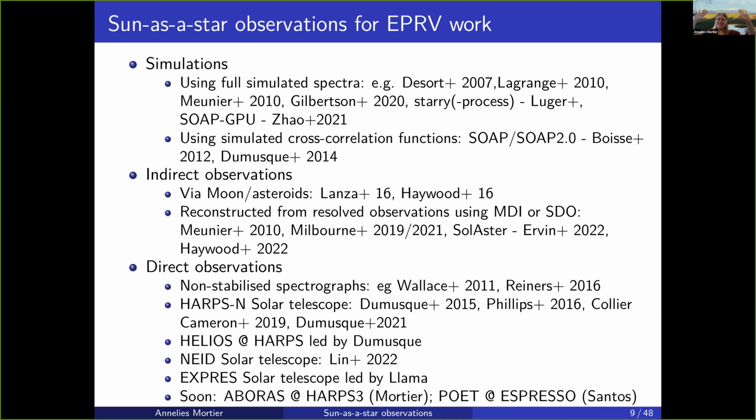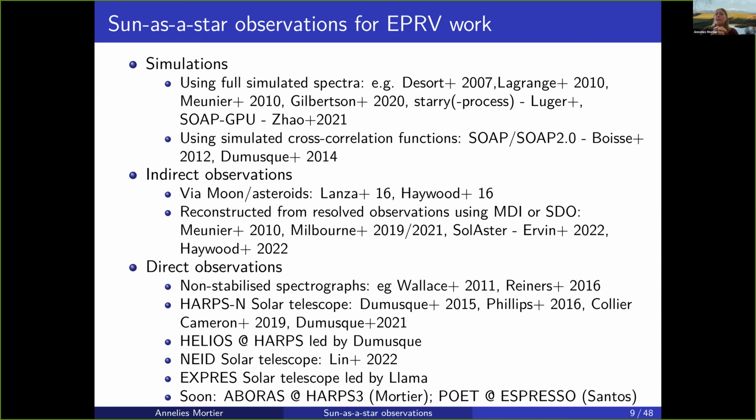Now, this is a big slide. I normally avoid slides with a lot of text, but given that this is being saved, I figured it could be a good reference point. So, Sun as a star observations for EPRV: there are different ways that you can approach this. You can do simulations, which technically aren't observations, I know that, but they can also be really good to match with observations that you do.